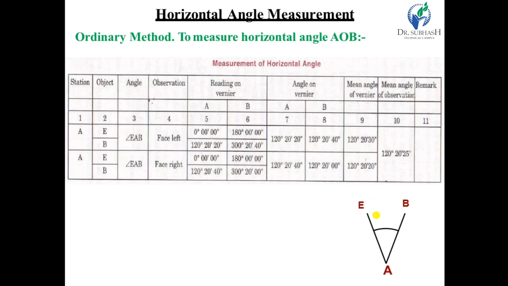After changing the face, we are getting the readings 0, 120°20'40", 180, 300°20'0", and we are getting the angle of 120 degree 20 minute and 40 second near A, and near B 120 degree 20 minute and 0 second. The mean of that reading is 120 degree 20 minute and 20 second. After taking the mean of both measurements, we get the accurate mean angle taken by the observer, 120 degree 20 minute 25 second.